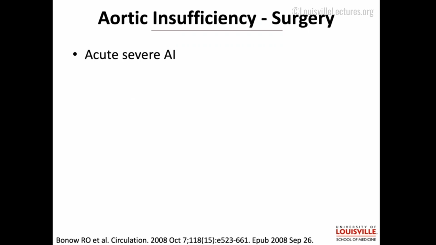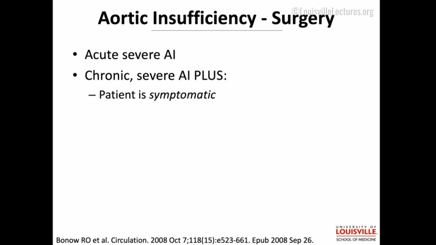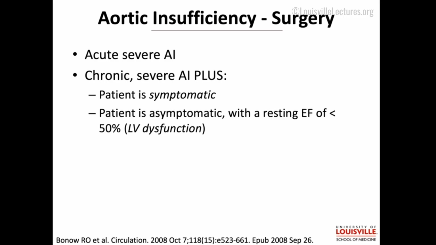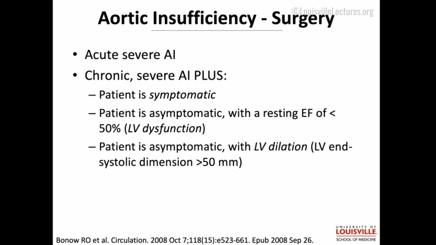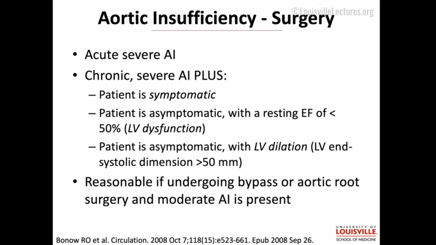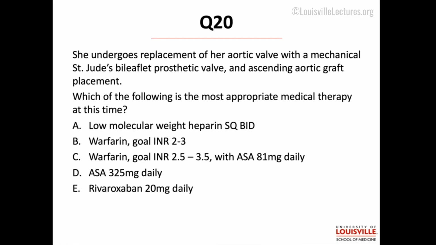Now, aortic insufficiency, on the other hand, again, looking at when would you replace it. Acute severe AI, like in the setting of endocarditis, good luck. But if they have chronic severe AI, they need to either have symptoms or their LV starts to decline. So if their EF is less than 50% or it starts to dilate, greater than 50 millimeters, that means the LV is getting affected. It's time to replace the valve before that LV remodeling gets out of control. And then again, if you're undergoing some other surgery, reasonable. All right, same patient, next question.